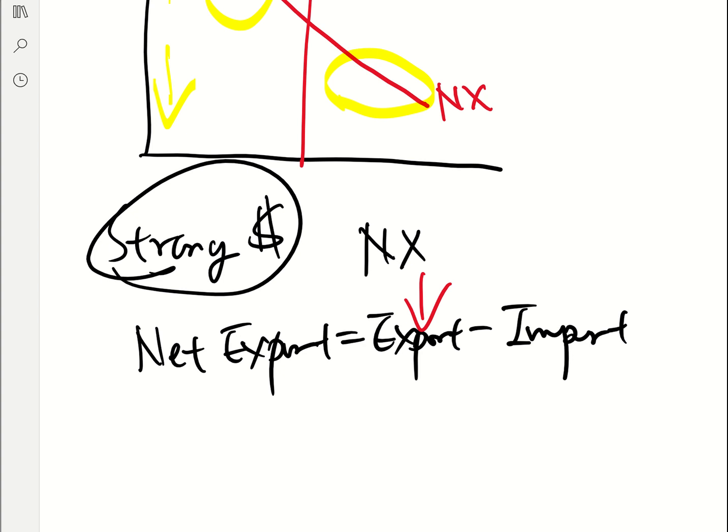But a stronger dollar means, relatively speaking, everything produced overseas is cheaper now, right? So we have our money worth more, and then we can buy more from other countries. We do buy more from other countries. So with a strong dollar, your import goes up because you can buy more stuff from overseas. Now lower export, higher import, you're going to see a lower net export.